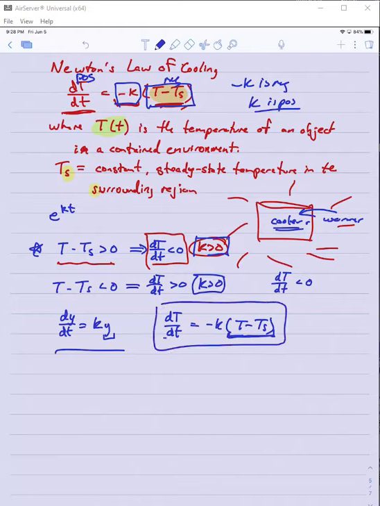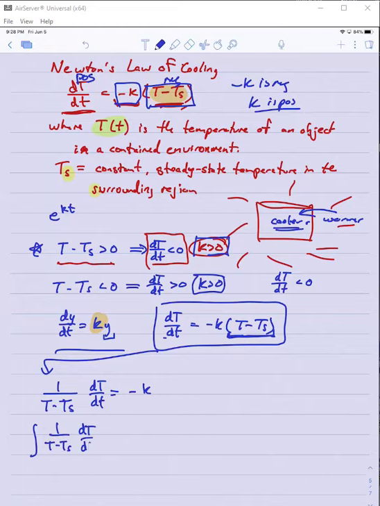If you recall, the method was to isolate the k constant on the right side. Really what we were doing is getting that y, which was the function of t, to the other side of the equation on the same side as the dy/dt. So if I do that here, it would mean dividing both sides of the equation by T minus Ts. Remember, Ts is just a constant, leaving just minus k on the other side. I will again integrate with respect to time.